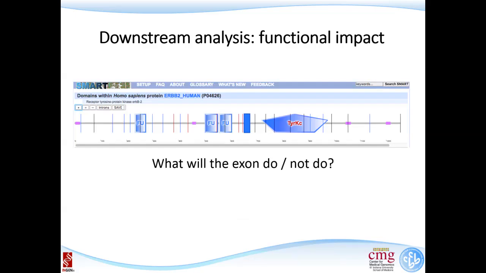So the next thing that we can do computationally is say, all right, we've got our RNA binding protein and we have our exon. What does the exon actually do? Do we care that this exon is there or not there? Is it part of a protein domain? Is it part of a kinase domain? Is it a post-transcriptional modification site? Could it be a transmembrane region? Does it even matter if we keep it or destroy it?